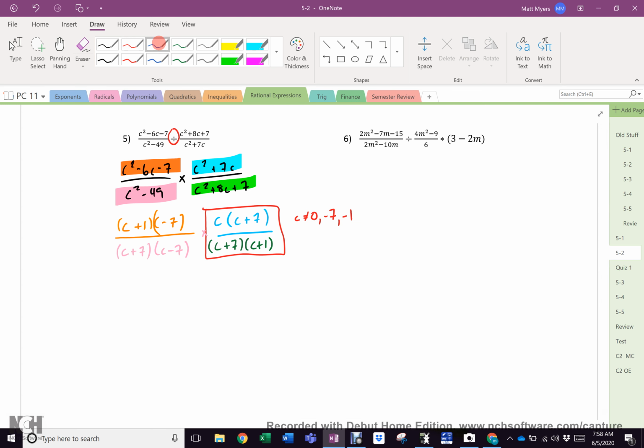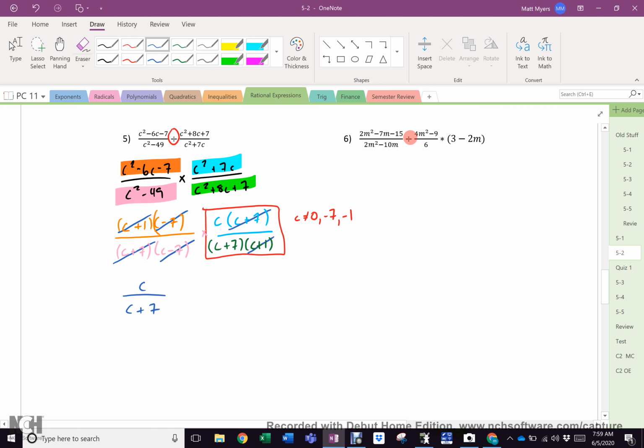And then I cancel. c plus 1, c plus 1. c minus 7, c minus 7. c plus 7, c plus 7. What am I left with? c over c plus 7. And remember, you're going to want to cancel this c, but you can't. Okay? And I showed you why earlier.